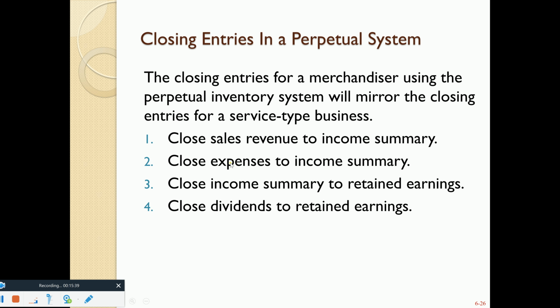We're going to close out all of our expenses, which includes cost of goods sold now, to income summary. And then ultimately we close out the income summary account to retained earnings, and then dividends to retained earnings. If you recall from a prior chapter, this is exactly what we did. And the author says here, we simply mirrored the closing entries for a service type business. No change. It's just that we have this fancy account called cost of goods sold, which is an expense account.